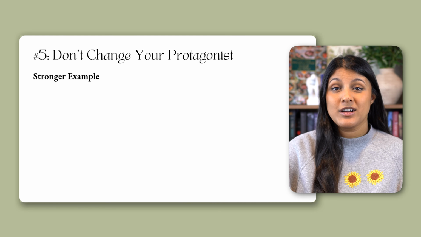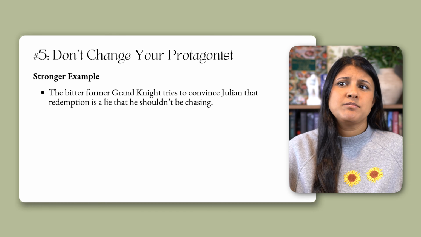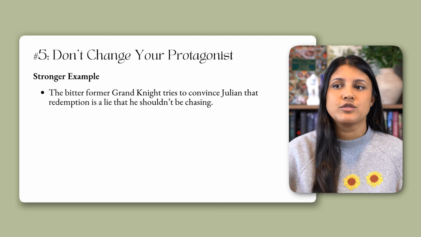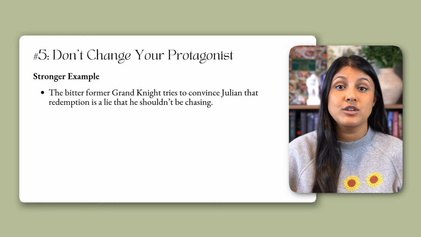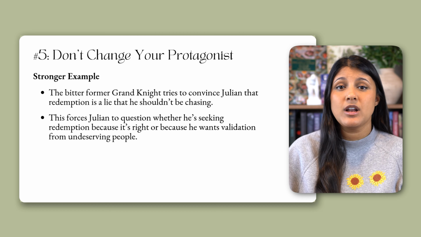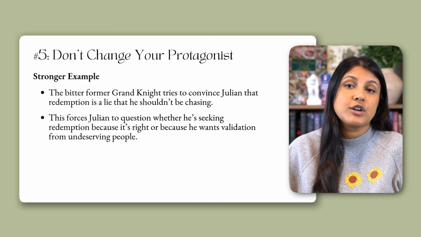Every major subplot should fundamentally change something about your protagonist. Either their beliefs, their abilities, their relationships, or their goals. So a stronger example could be, what if the former Grand Knight is bitter? He tells Julian, "I gave everything to the kingdom, and they discarded me the moment I was no longer useful. Redemption is a lie they sell you to keep you loyal." And this challenges Julian because it forces him to question whether he's chasing redemption because it's right or because he's desperate for validation from people who don't deserve his loyalty.